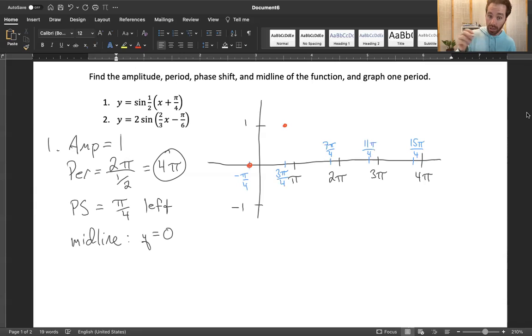It begins at the midline, goes up to the maximum, down to the midline again, then down to the minimum, and then up to the midline. And the graph is like this. Easy, right? Even with the phase shift, it becomes easy as long as you offset things just by a little bit. Let's do the second one.